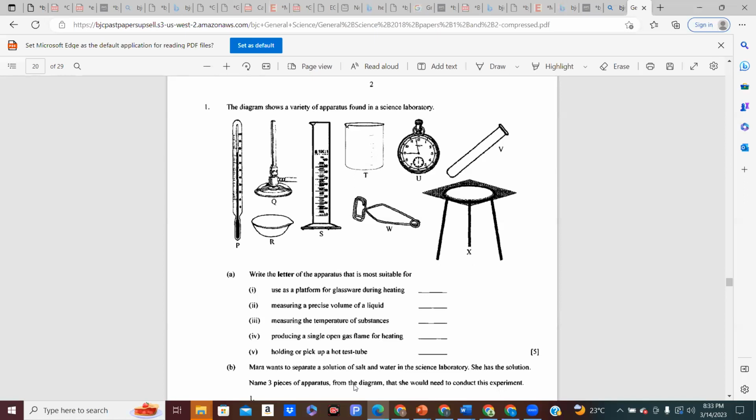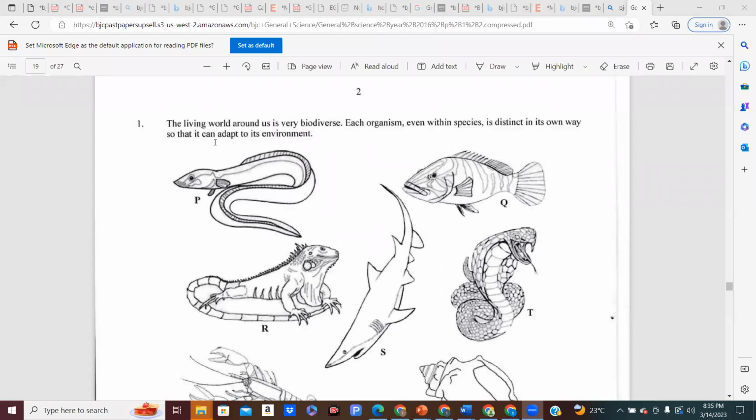Serenity, can you read number 1 for me, please? Number 1, the living world. The living world around us is very biodiverse. Each organism, even within species, is distinct in its own way so that it can adapt to its environment. Good.